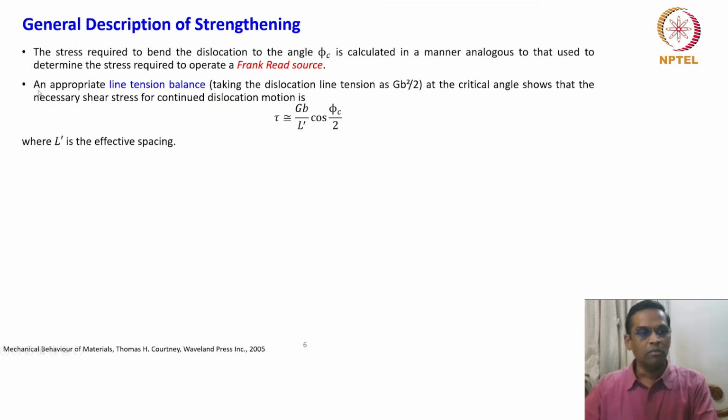So we introduced a term called line tension. An appropriate line tension balance, taking the dislocation line tension as Gb square by 2. This is what we have seen; if you go back, this is what we have shown already. At the critical angle, it shows that the necessary shear stress for continued dislocation motion is tau approximately equal to Gb divided by L prime times cos phi c by 2, where L prime is the effective spacing.